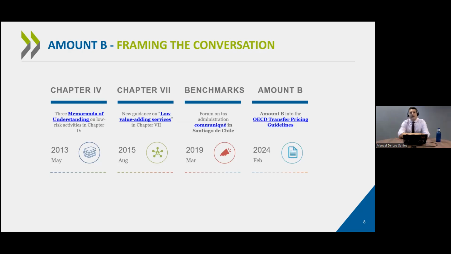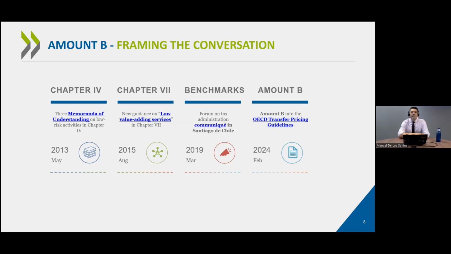Then the simplification journey took a step further with the inclusion, after BEPS 2015, of the low value adding services in Chapter 7, for which we are seeing a very positive uptake since, and that's reflected in the OECD transfer pricing country profiles on the OECD website that, by the way, we will be updating during 2025 to make sure that info from countries is up to date.